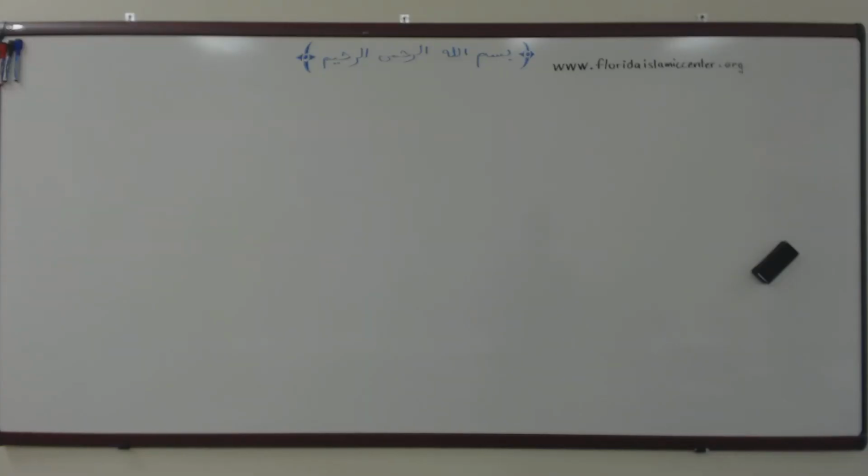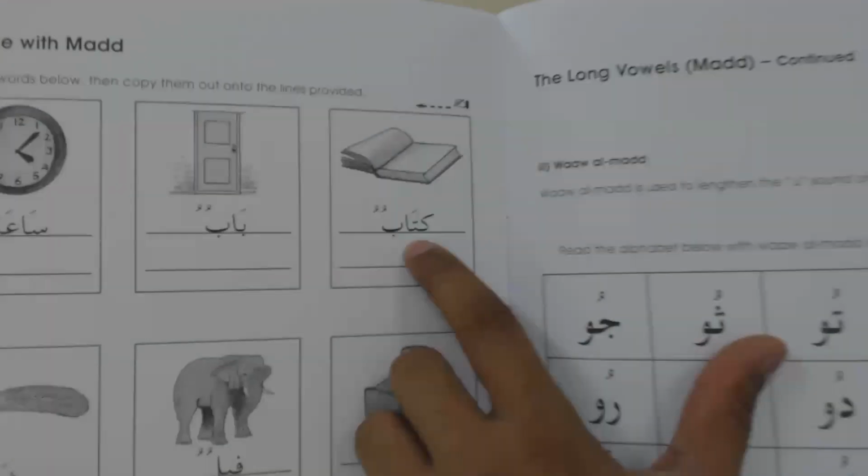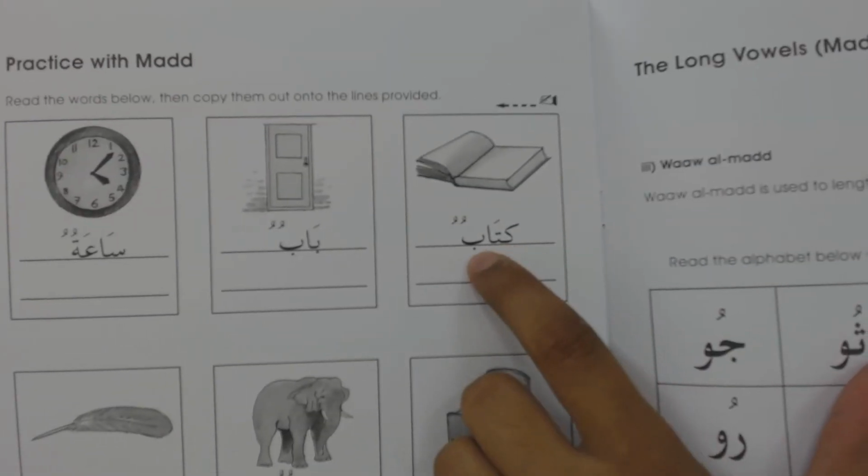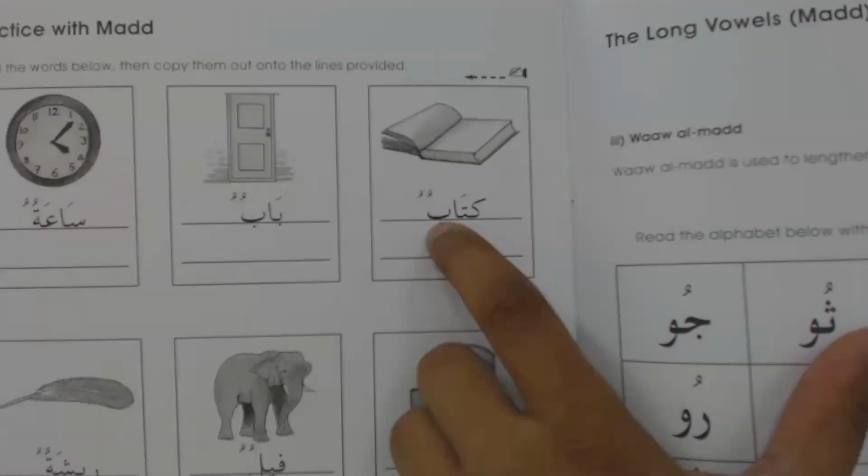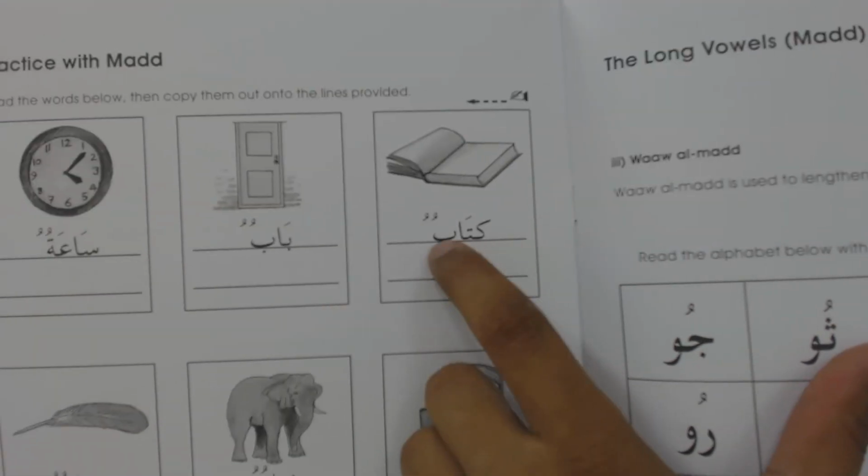Now, what if I looked at this word and read it as "kitabun," with the elongation on the first letter? Is that right? That's wrong, because I elongated the kaf instead of the ta. So it should be kitabun. Notice the kaf has one vowel sound: ki. The elongation is only on the ta. Kitabun. You elongate the ta.